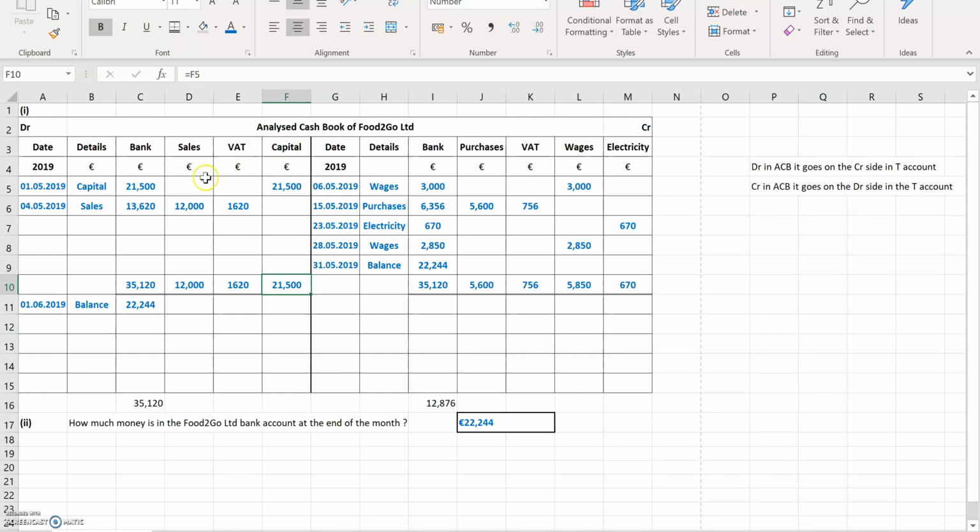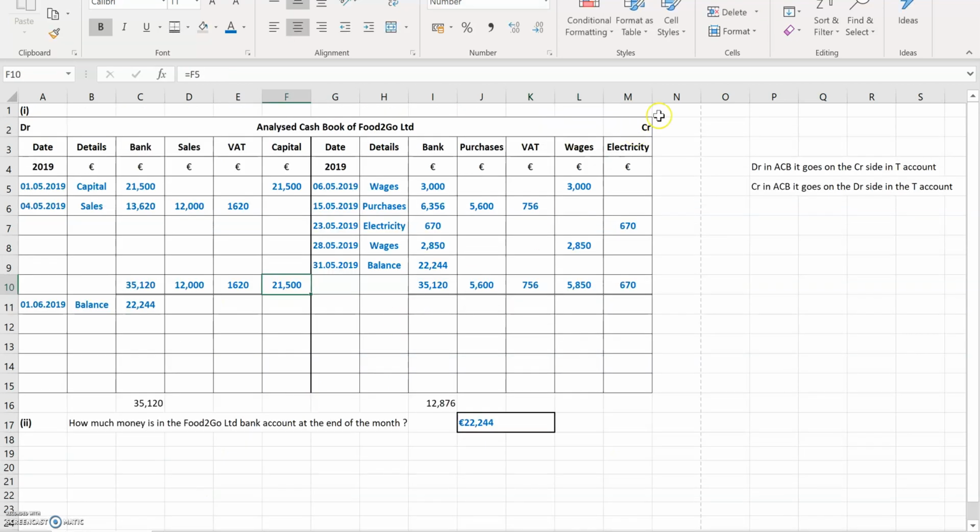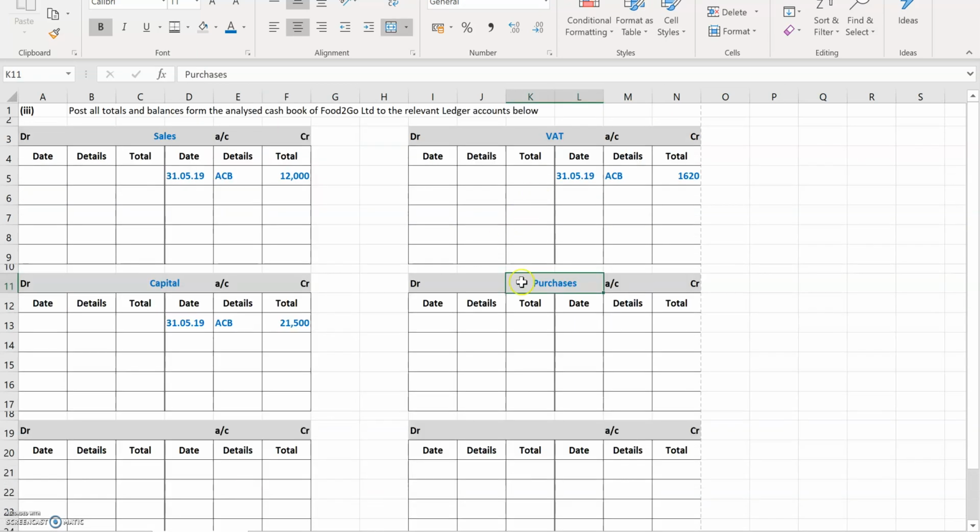The next item then, so that's all our debits in. Now we're on the credits. So it's on the credit side of the analyzed cash book, goes on the debit side in our T account. First one we have is purchases. So you go to our ledger. The name of the account is purchases. Okay, so it's on the credit side, so it goes on the debit side. It's going to be for 5,600. So debit side, 5,600. What's the date? End of the month all the time, so 31st of the 5th, 19. Where is it coming from? Details, analyzed cash book.